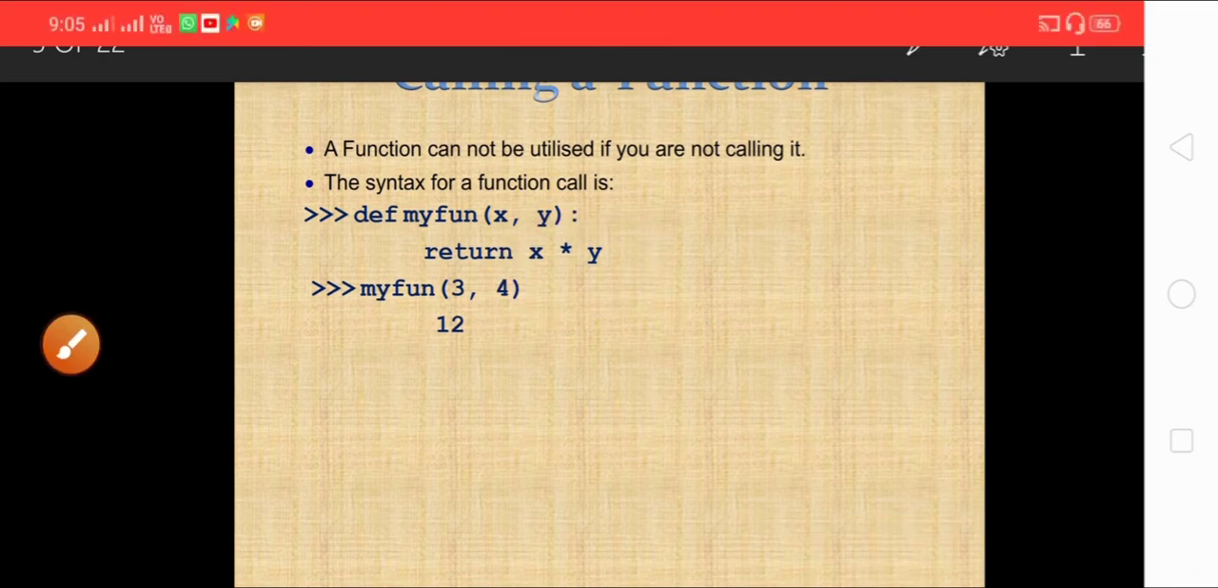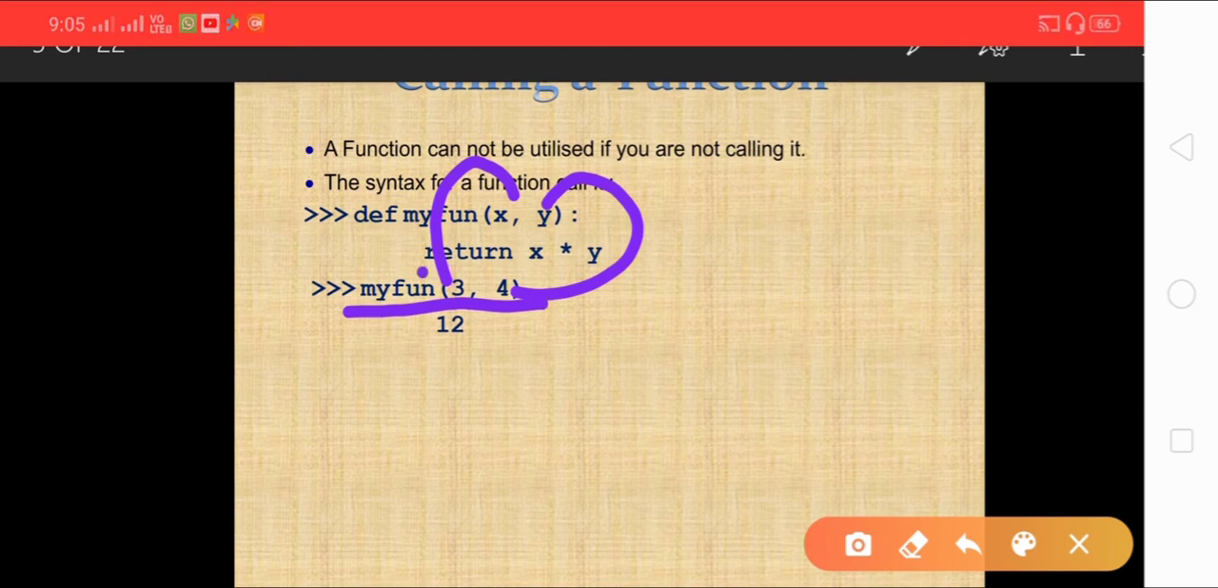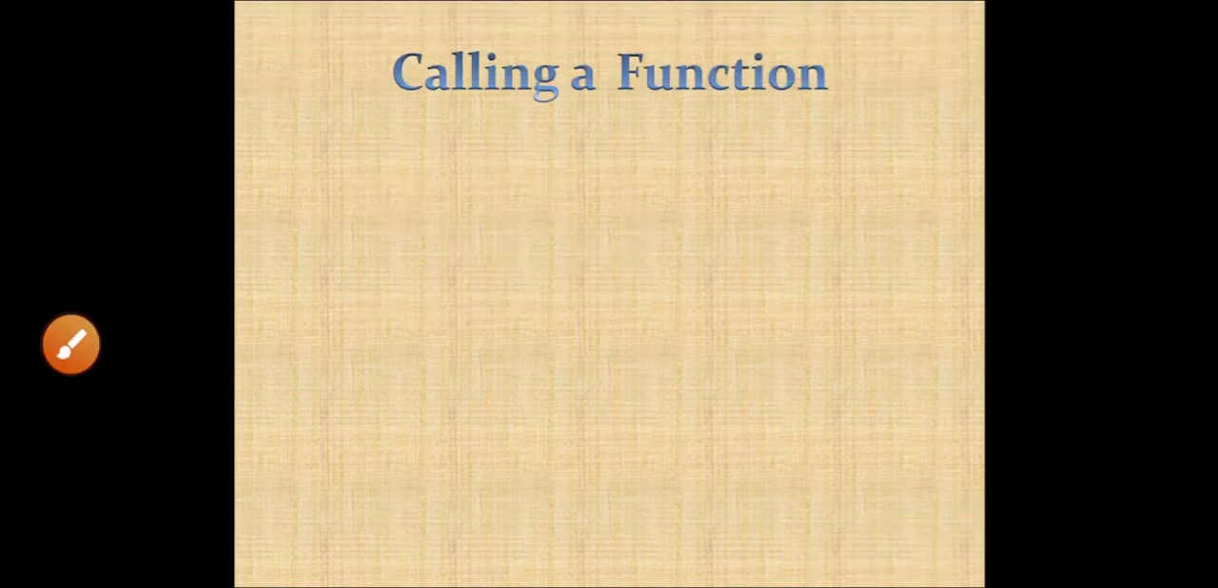Now how to call it? In the second line you can see here, I am calling it. To call the function, I have just written the name of the function without the keyword def. So write the name of the function. For my example, I have written myFun. Under bracket, I am providing two values. The first value is 3 and the second value is 4. So the value 3 will be copied to x and the value 4 will be copied to y. And finally, due to this line, x and y will be multiplied and it will be returned, due to which we are getting the answer 12.